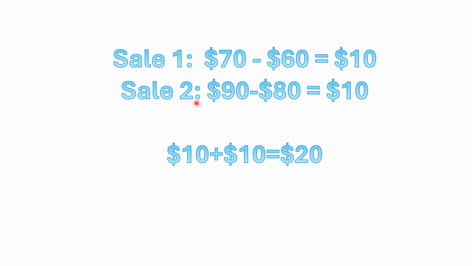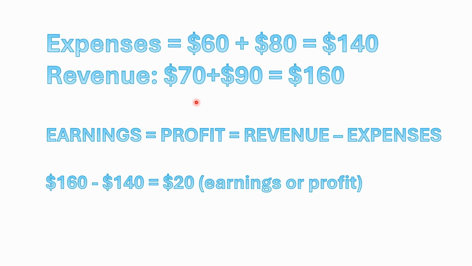But again, here you have sale number one. You sold it for 70, you bought it at 60, so 70 minus 60 is $10. The second sale, $90 minus $80 is $10. 10 plus 10 is 20. How much simpler could that be?